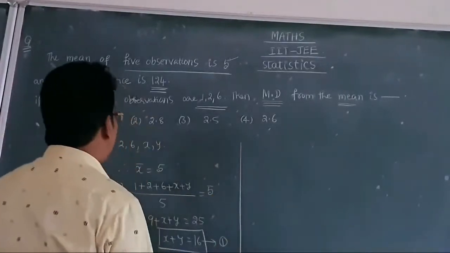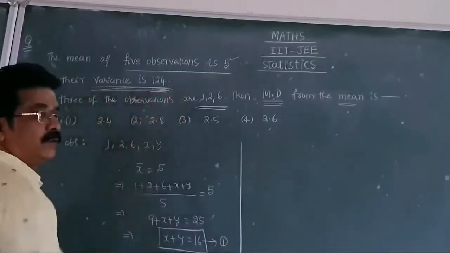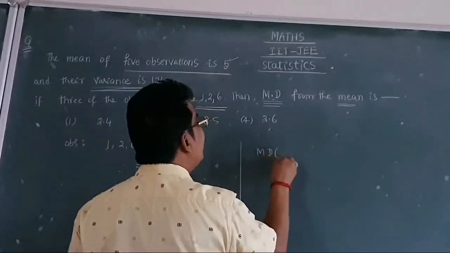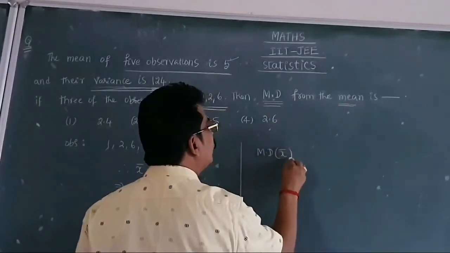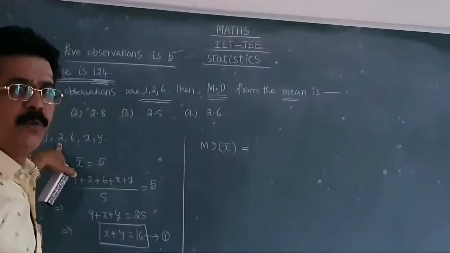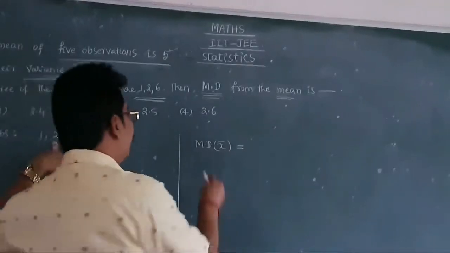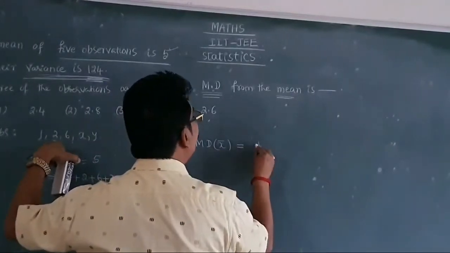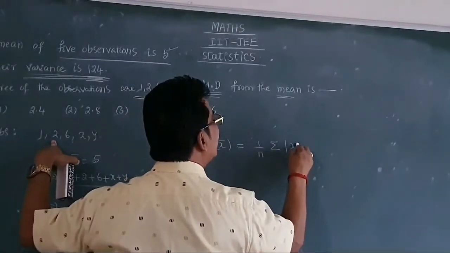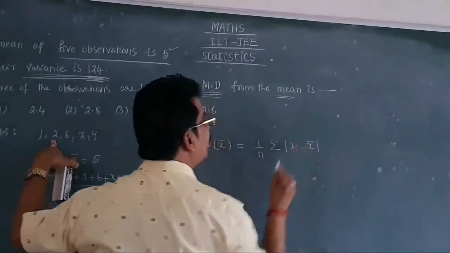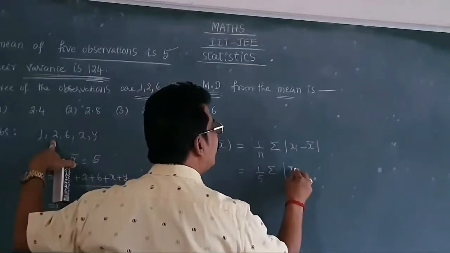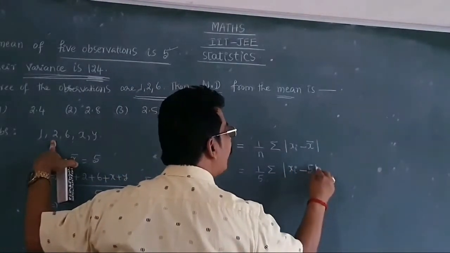Right. Next, let us consider the variance. First, what is the question? MD about the mean, that means about x bar. What is the formula for ungrouped data? This is ungrouped data. Understand? Right. For ungrouped data, MD about x bar is equal to 1 by n into sigma modulus of xi minus x bar. So that is equal to 1 by 5, as 5 units are there, sigma modulus of xi minus 5.